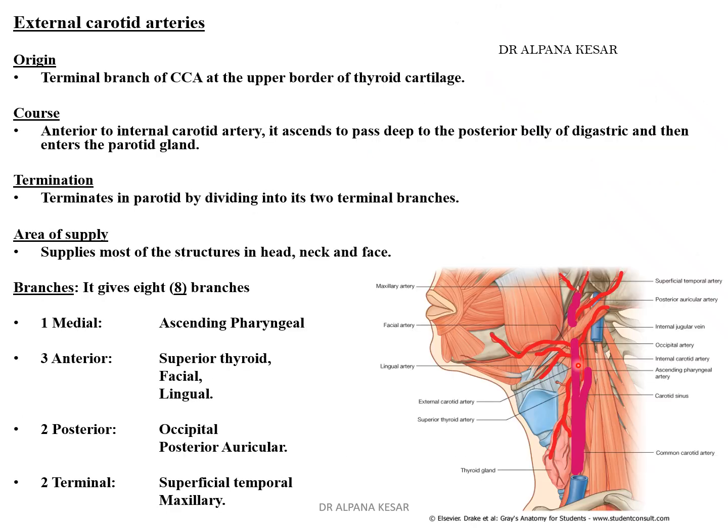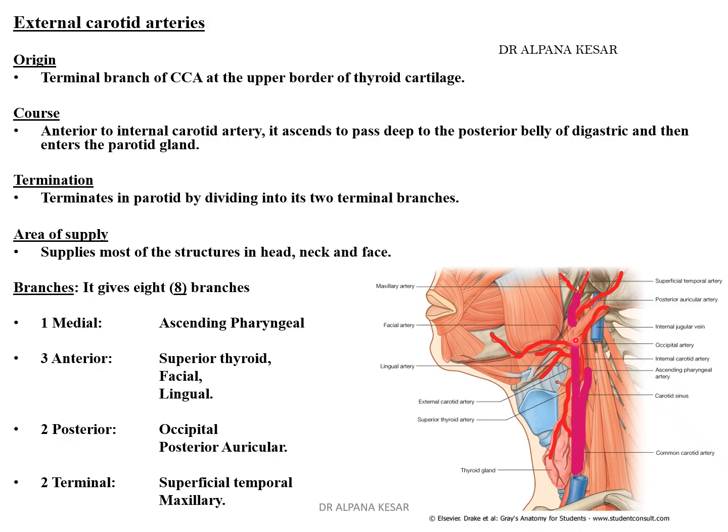External carotid artery. External carotid artery is one of the two terminal branches of common carotid artery. Common carotid artery terminates at the upper border of the thyroid cartilage by dividing into external carotid artery and internal carotid artery. The external carotid artery, after arising from the common carotid artery, ascends in the neck.